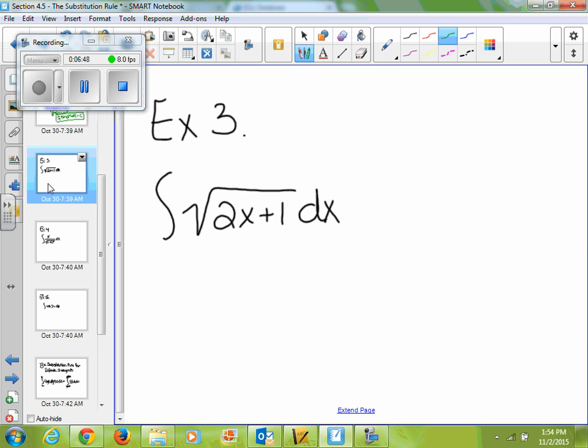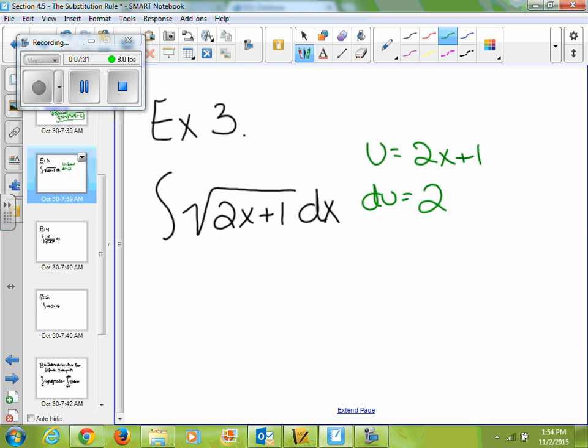If I look at example 3, I'm given the integral of the square root of 2x plus 1 dx. What should I let u equal? 2x plus 1. So then what's the derivative of 2x plus 1? What's the derivative of 2x? 2. And what's the derivative of 1? 0. So this is just like 2, right? The 1 just goes away, so the derivative of 2x is 2.